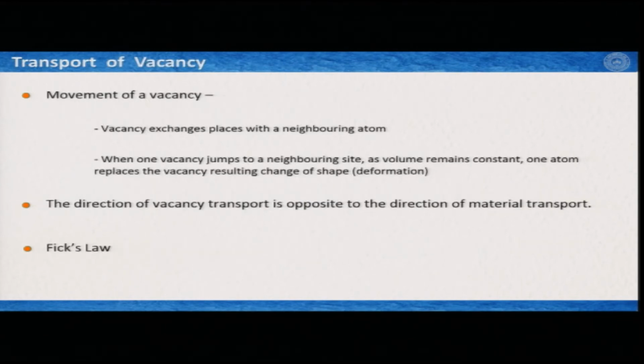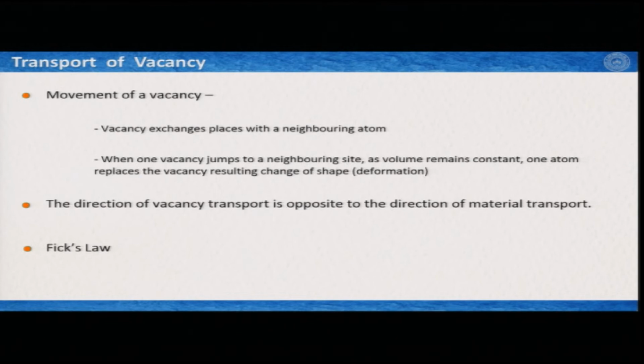Now, transport of the vacancies. We know that it happens: the vacancy exchanges places with the neighboring atom, we learnt about it. When one vacancy jumps to a neighboring site, the volume does not change, the density remains constant. So, one atom replaces the vacancy, resulting in a change of shape, and therefore we achieve the deformation. We talked about it many times. The direction of vacancy transport is opposite to the direction of the material transport, this we also have learnt. And here Fick's law is somehow important, where flux is directly proportional to the distance and inversely proportional to the chemical concentration of the fluid or the material we are talking about.